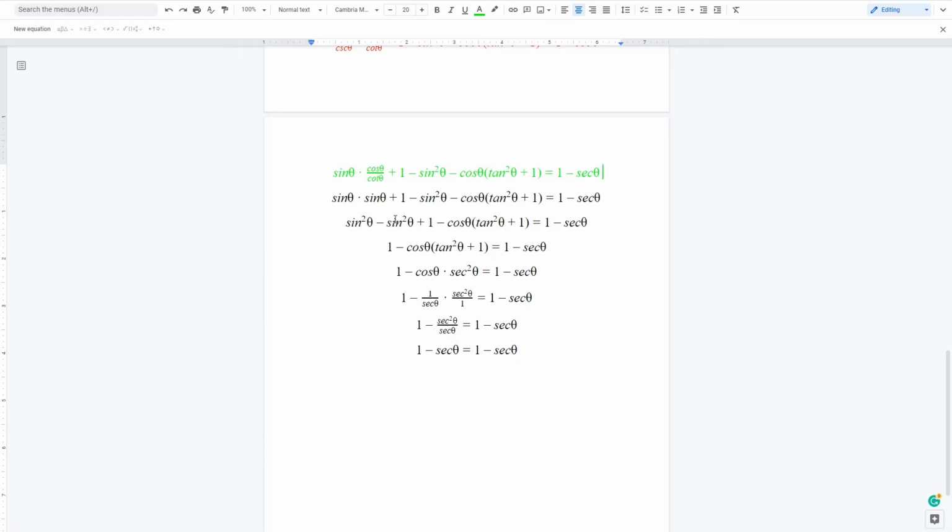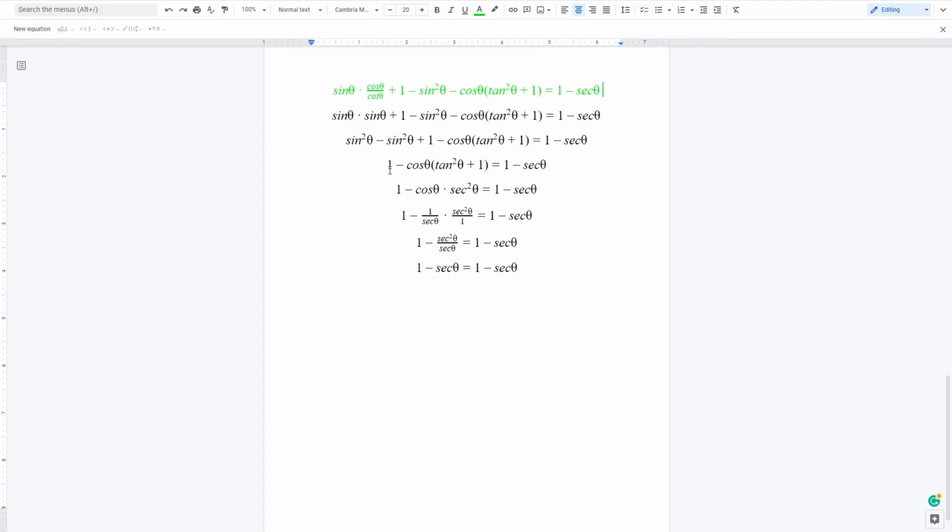And rearranging the equation, it is now sine squared theta minus sine squared theta plus 1. Sine squared theta minus sine squared theta equals 0. And now we're just left with 1. So now our expression is 1 minus cosine theta times tangent squared theta plus 1 equals 1 minus secant theta.